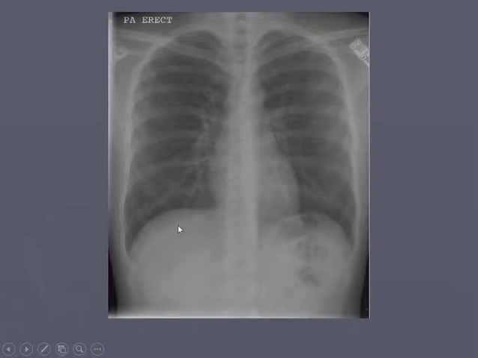Sometimes they're blunted down there, which means they have a little bit of fluid. Sometimes you'll see fluid all the way up here, but they should be nice and sharp. And here I highlighted the diaphragms if you couldn't see earlier.